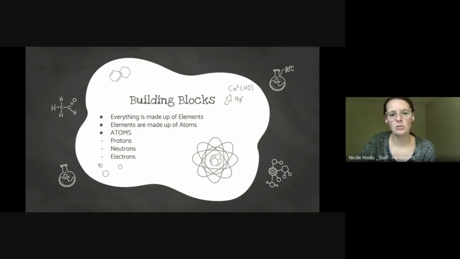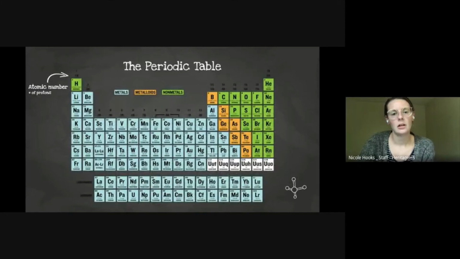Both protons and neutrons are found in the nucleus. Electrons are not found in the nucleus. They orbit the nucleus and are negatively charged. This is the CK12 textbook periodic table. So if you're looking for this one again, you can find it in the CK12 textbook.